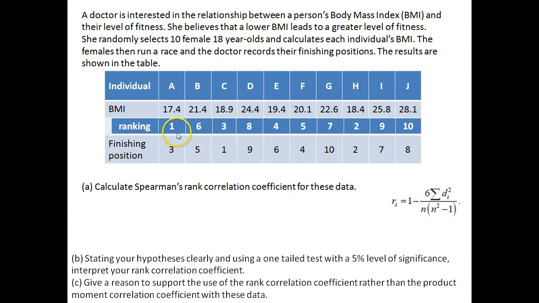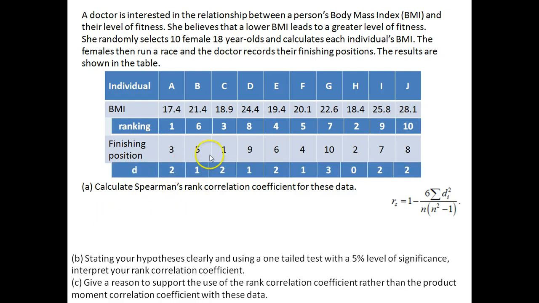So ranking them from smallest to highest BMI, and then the difference we want, the difference between the rankings, square those and add them, and we get 32. So our Spearman's rank correlation coefficient would be 1 minus 6 times 32 over 10 times (10 squared minus 1), which is 99, giving us 0.806. Now we need to do a hypothesis test.